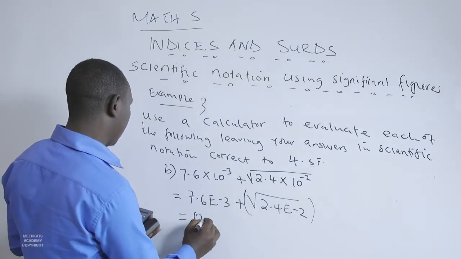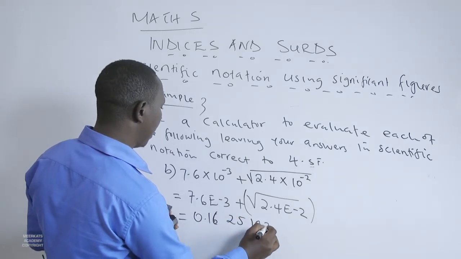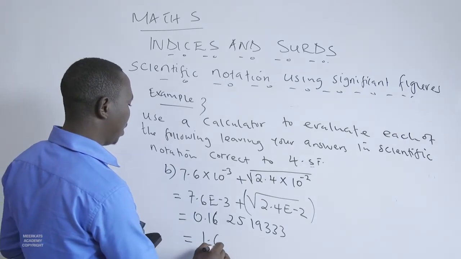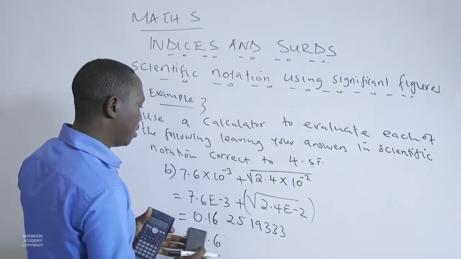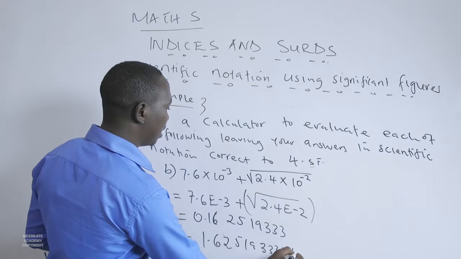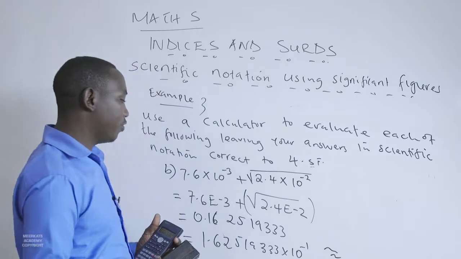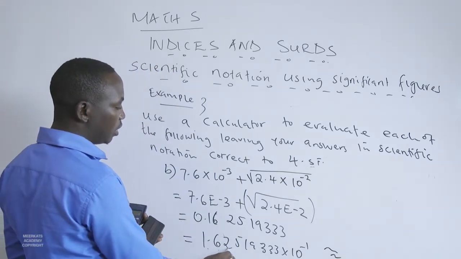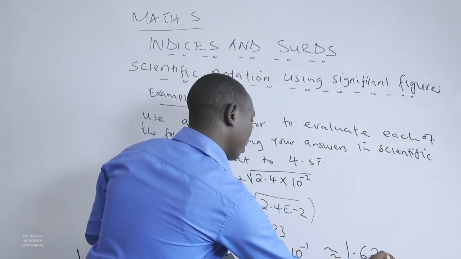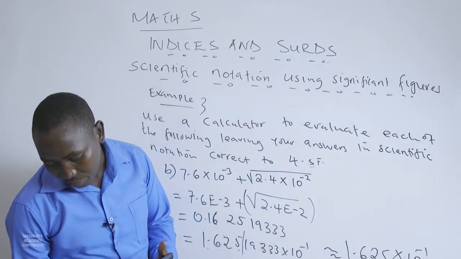It will give us 0.16251933, which is recurring. This one in standard form will be 1.6251933 times 10 raised to negative 1. And the portion requires us to round it off to 4 significant figures. So we count 1, 2, 3, 4. That means we're going to have 1.625 times 10 raised to negative 1.